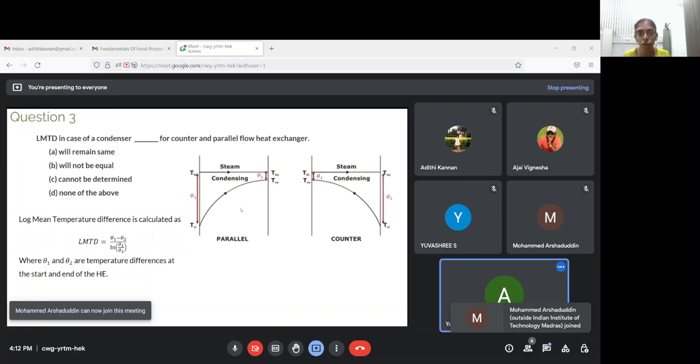So this is how a temperature profile looks for a condenser. So what does a condenser do? It takes in steam and then it condenses it into liquid without changing the temperature of that steam.